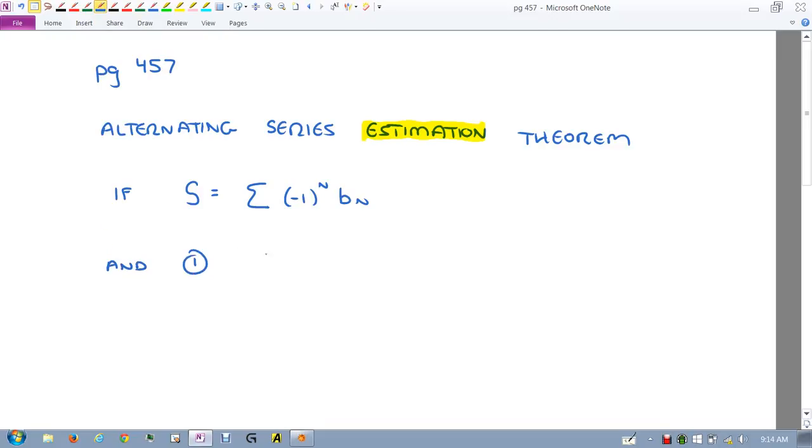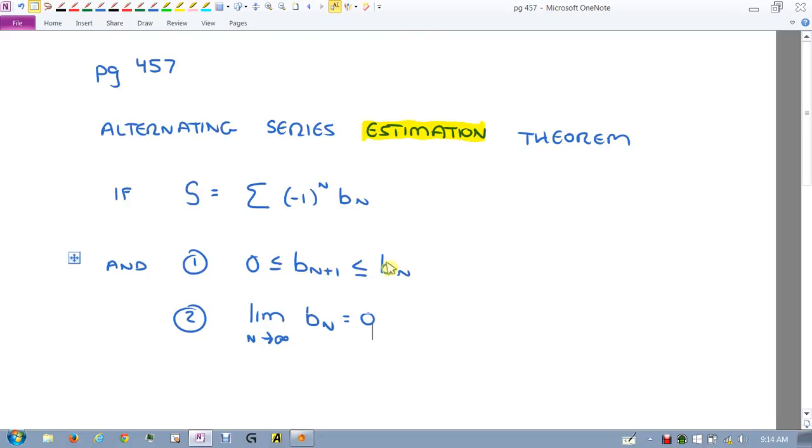First of all, 0 is less than or equal to b sub n plus 1, which is less than or equal to b sub n. And the second condition, the limit as n goes to infinity of b sub n equals 0. So what does this mean? What does part 1 mean?